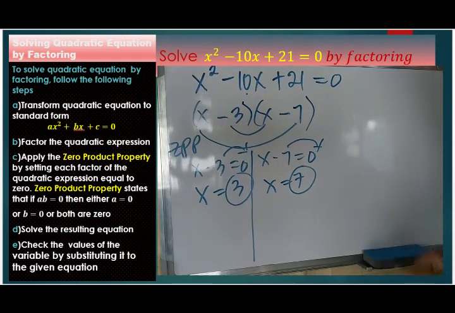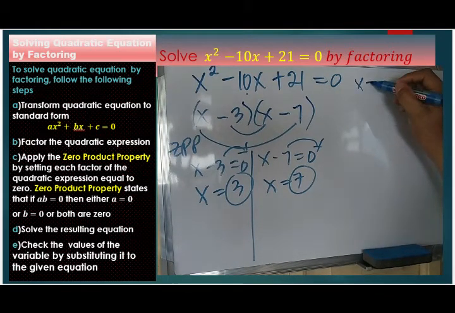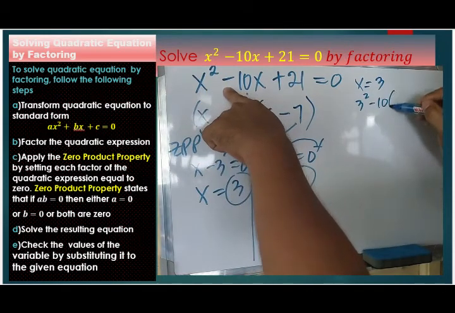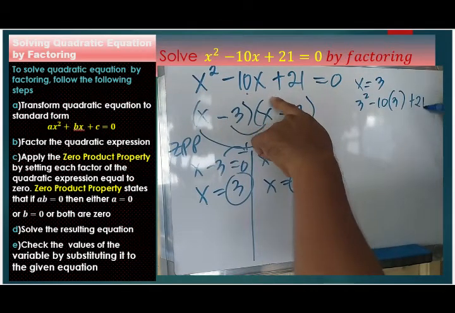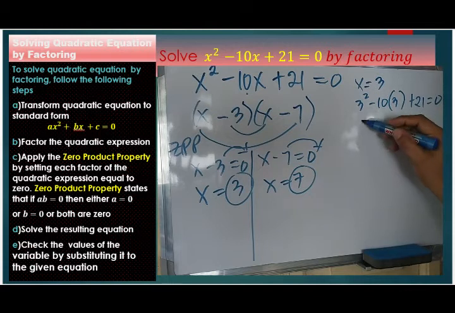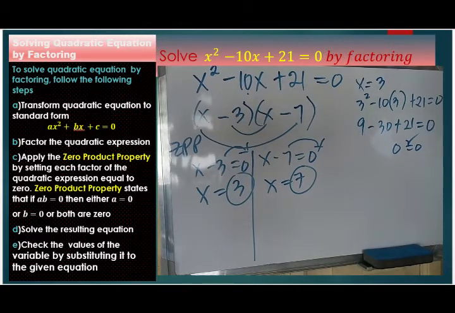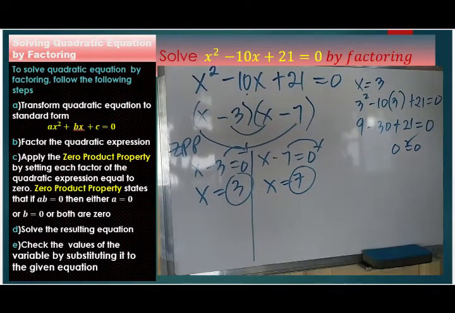But we have to check. Let's say, for example, if x is equal to 3, then we have 3 squared minus 10 times 3 plus 21 is equal to 0. So this is 9 minus 30 plus 21 is equal to 0. 21 plus 9 is 30, minus 30 is 0, is equal to 0. Meaning, 3 is a correct root to the equation x squared minus 10x plus 21 is equal to 0.